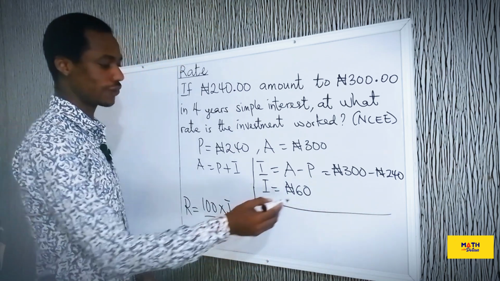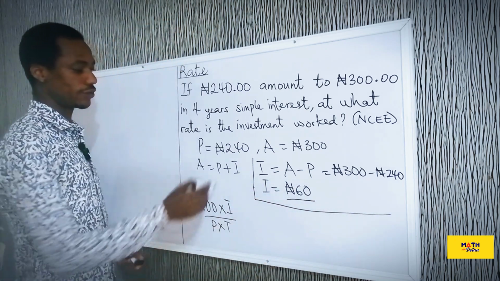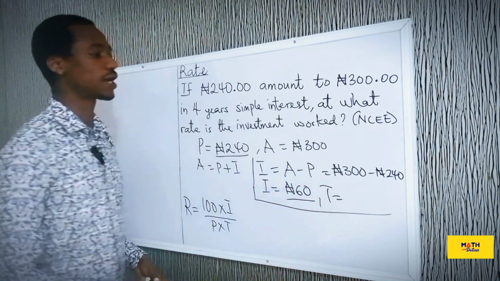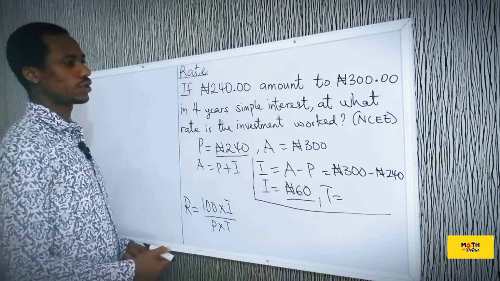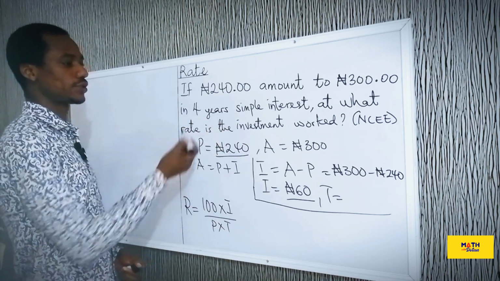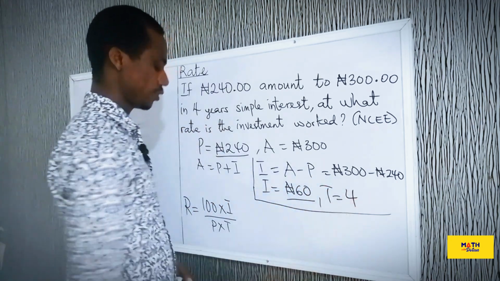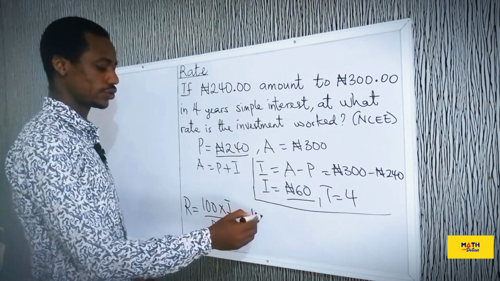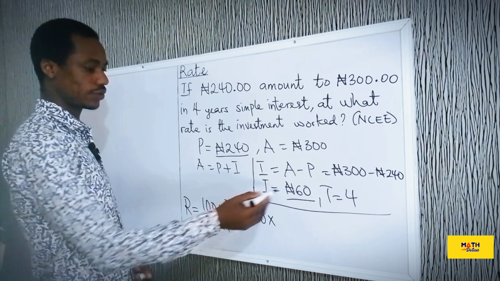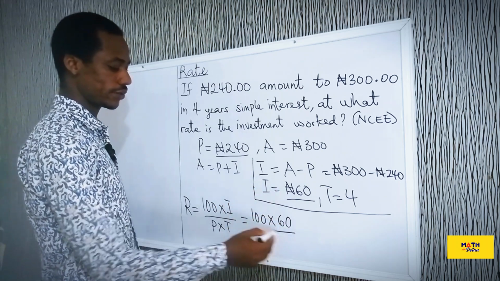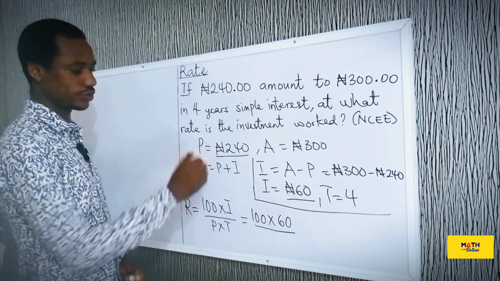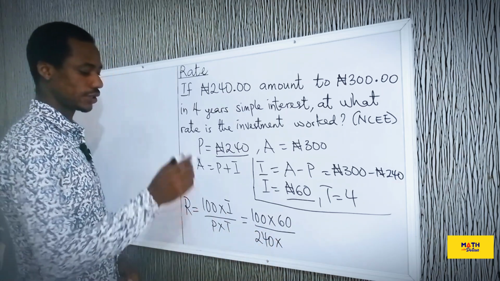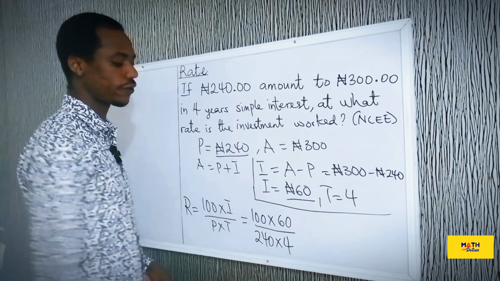What else do we need? We have the interest now. We have the principal, and then we need the time. So from the question, what's the time? In 4 years. So the time is 4 years. So let's load that into our formula. We have 100 times the interest now, which is 60 naira, all over the principal, which is 240, and then times the time, which is 4.